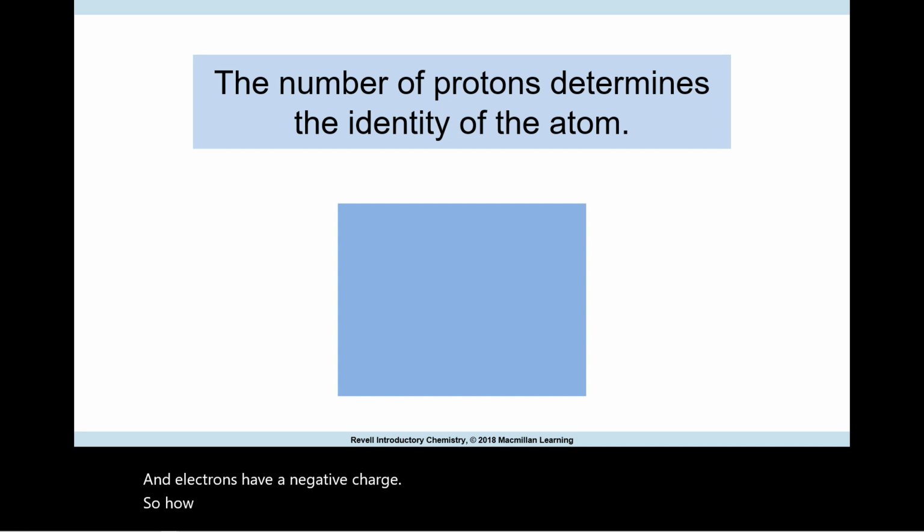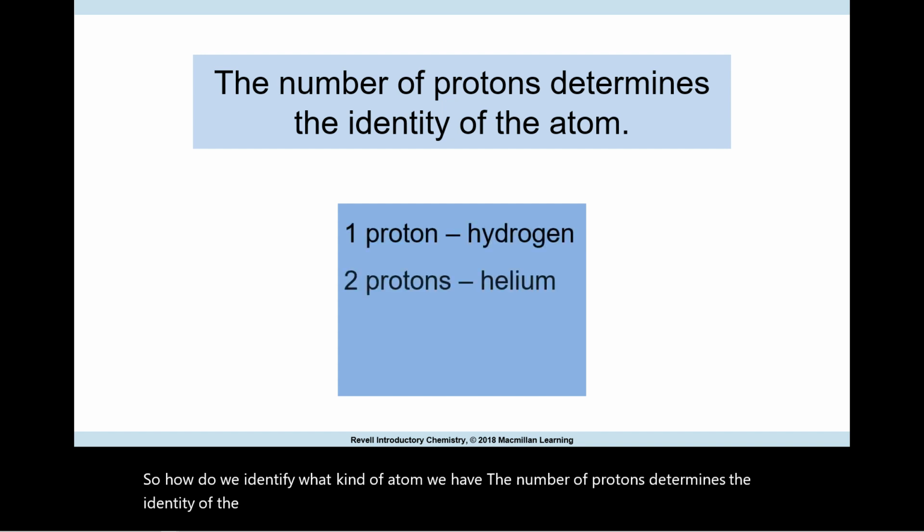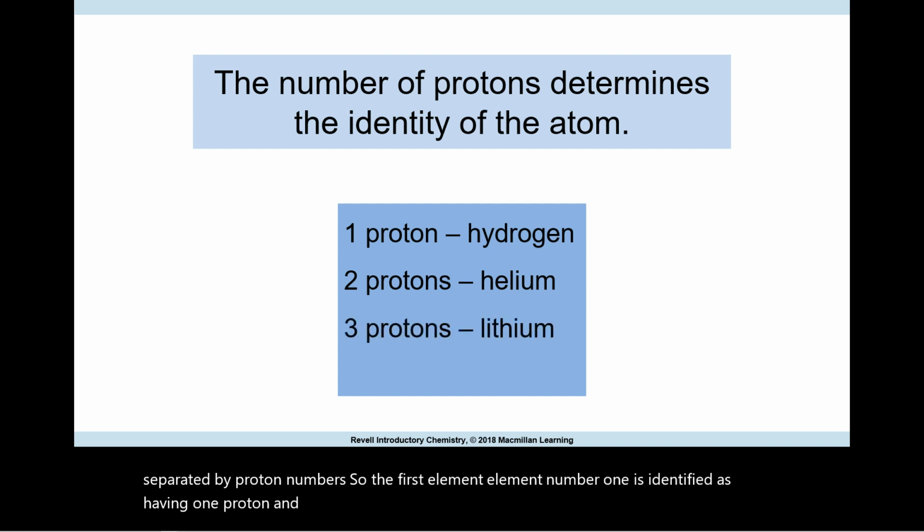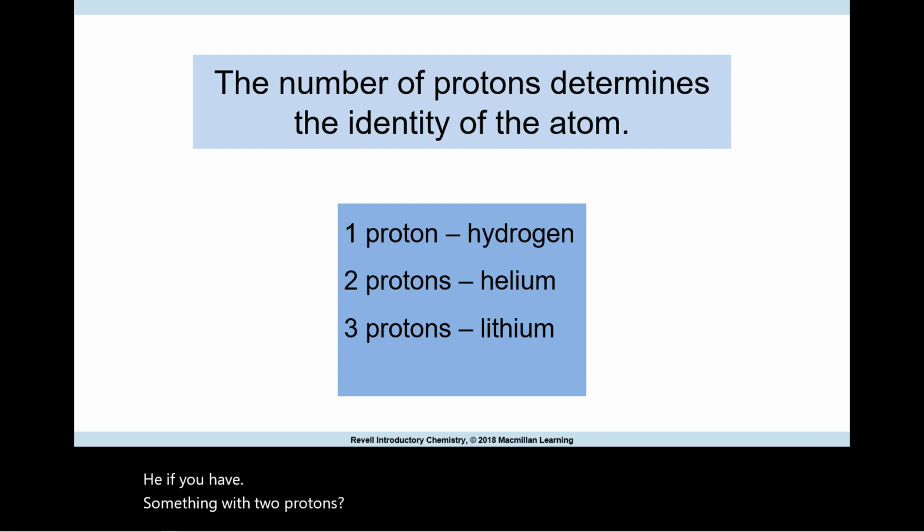So how do we identify what kind of atom we have? The number of protons determines the identity of the atom. So the periodic table is not only separated by mass number, it's also separated by proton numbers. So the first element, element number 1, is identified as having 1 proton, and that is going to be hydrogen. If you have something with 2 protons, that is going to be helium. 3 protons, lithium. That means they're all unique. They're all different.